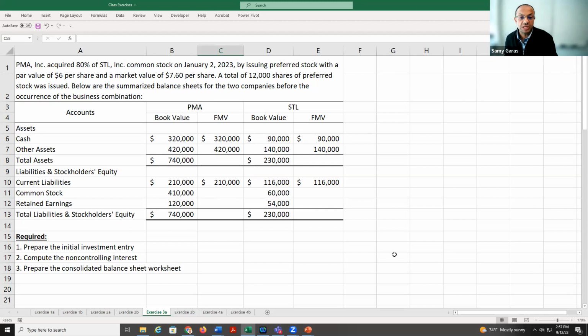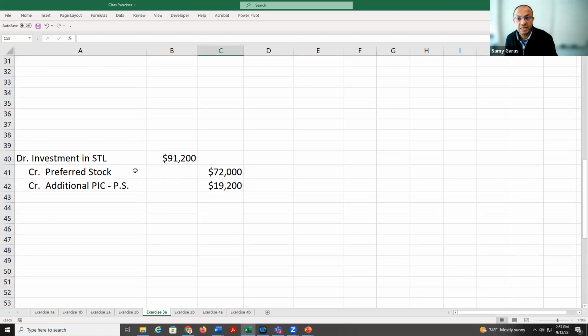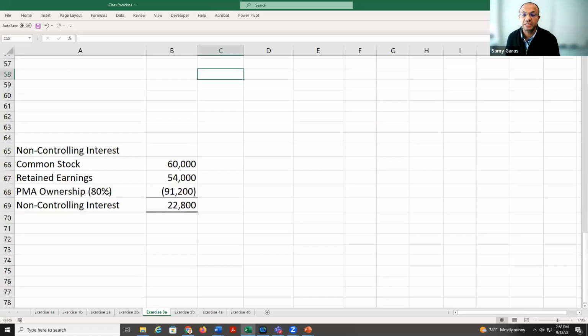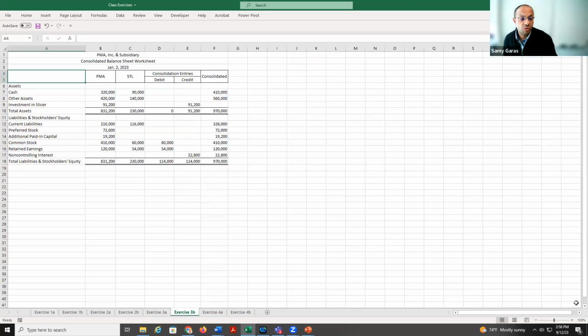So now we need to do the initial acquisition. We say debit investment in STL, credit preferred stock. Here we put the fair market value, and here we put the par value. The difference between them is additional paid-in capital in excess of preferred stock. And then we calculate here the NCI. We get common stock, retained earnings, minus investment. We get NCI. Once we finish here, we go to the worksheet and then complete the worksheet.